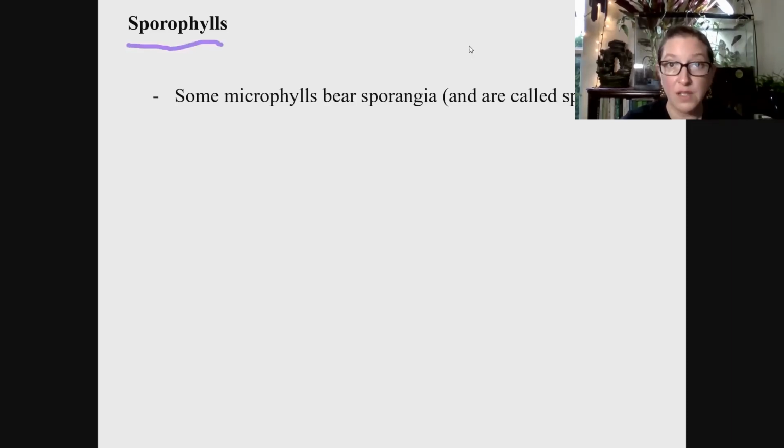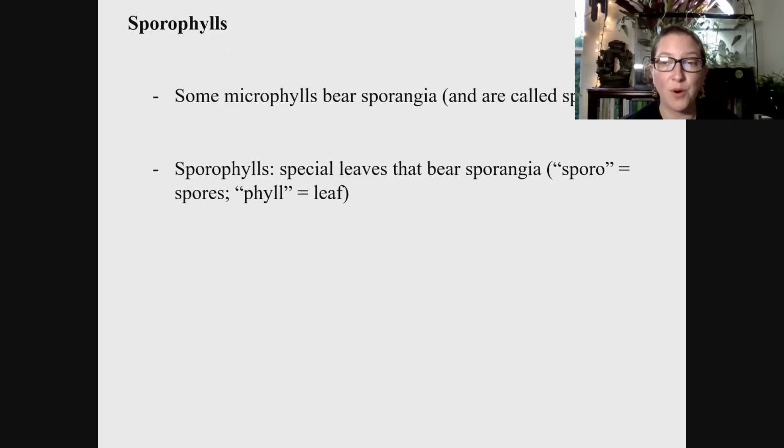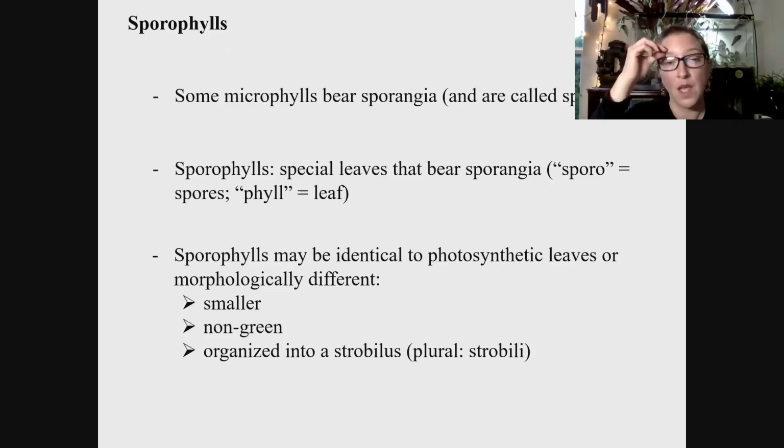In that case, phyll still refers to leaf, and sporo, as you should be familiar now with the term sporophyte, right? Sporo refers to spores. So a sporophyll means a leaf that bears or makes spores. Sporophylls: special leaves that bear sporangia. Sporo equals spores, and phyll is leaf. In the lycopods, Selaginella and Lycopodium, sometimes the sporophylls look like microphylls. Sometimes they look the same as the microphylls that don't have any sporangia on them. And in that case, they'll be green and photosynthetic and look the same.